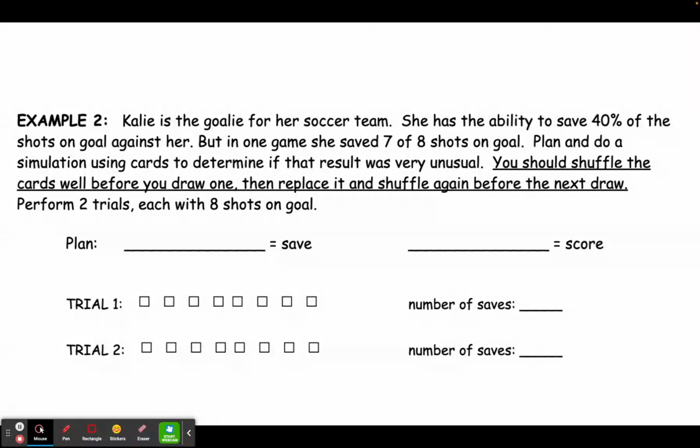We're not going to use the entire deck, however. What we're going to do is take out 10 cards, and we want to choose 4 red cards and 6 black cards. The reason we're using 4 and 6 is because 4 out of 10 is 40%, and 6 out of 10 is 60%. And that will imitate the probability of success and failure in this situation.